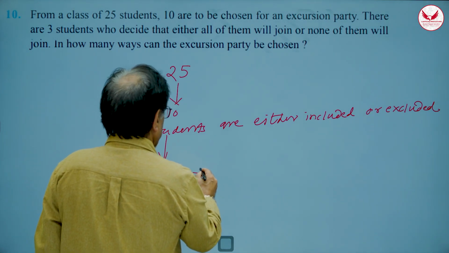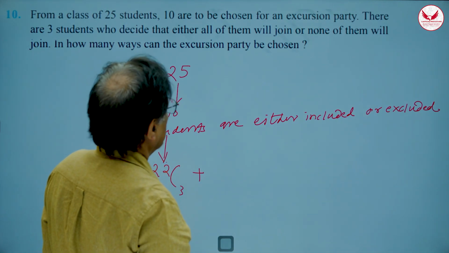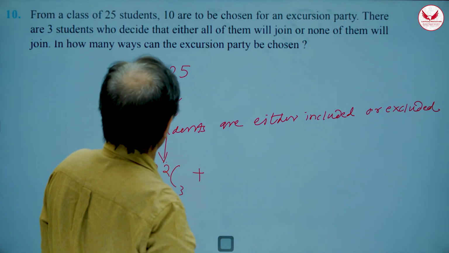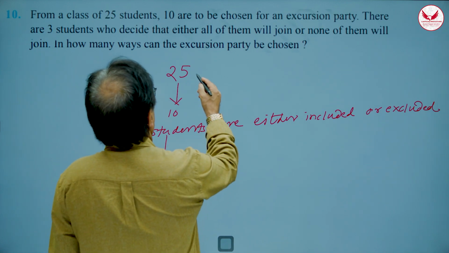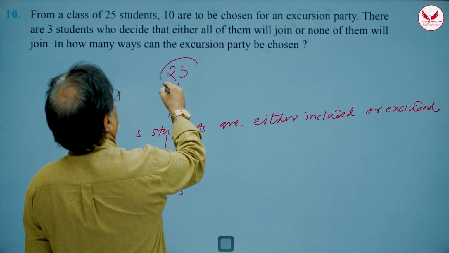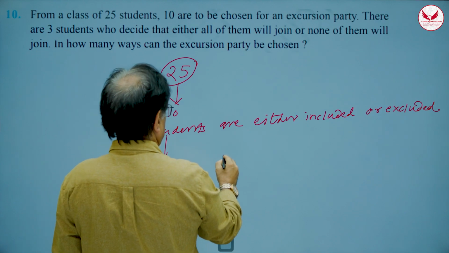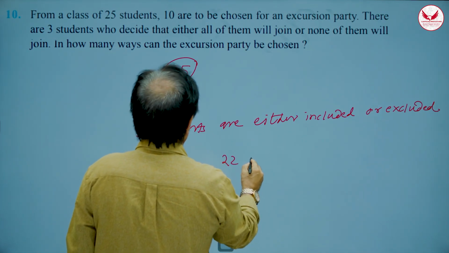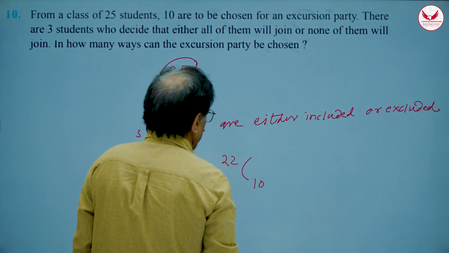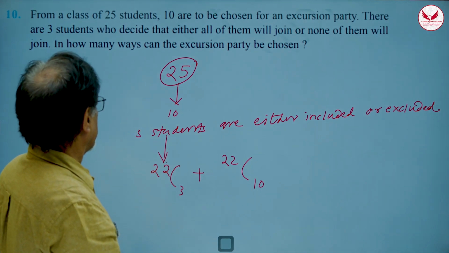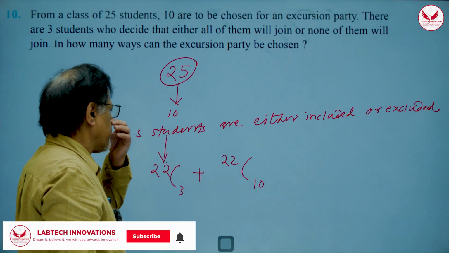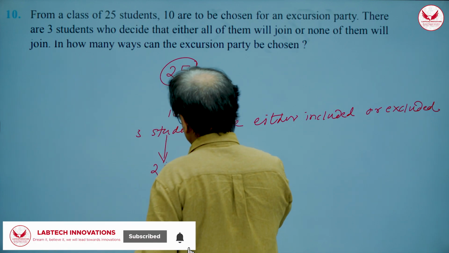Or, that means plus, they are to be excluded completely. They are not to be included at all. If they are excluded, they will be excluded from 25 but not from the 10, so that means it will be 22C10, all the 10 students being selected from these 22. Therefore, the answer is 22C7 plus 22C10.